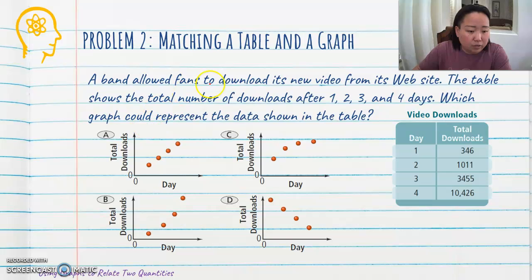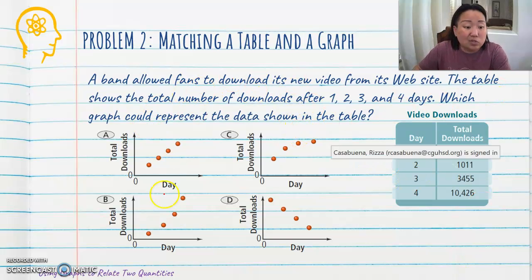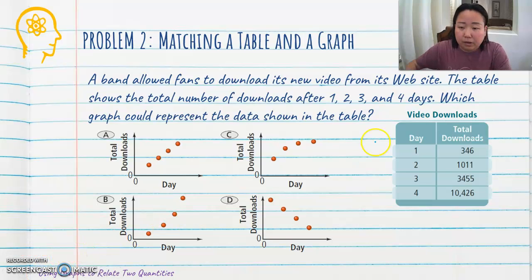Well, first you have to observe what trend, what pattern you can see in the downloads from our table. From day 1 to day 4, is it increasing or decreasing? Definitely, from 346 it became 10,426, so it increased. We can already remove the option that is showing a decrease, so letter D is out of the way. Now, what kind of increase do we observe here?